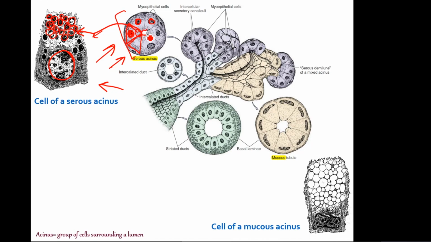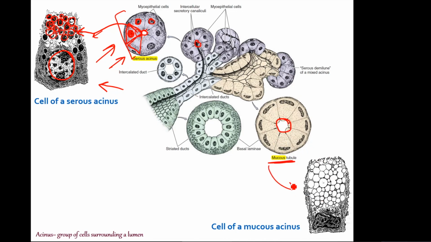It has a small lumen, right? Compared, of course, to the mucus. Look at the mucus here, large lumen. Why do we need a large lumen? Because these mucus acini secrete, guys, mucus, which is thick.